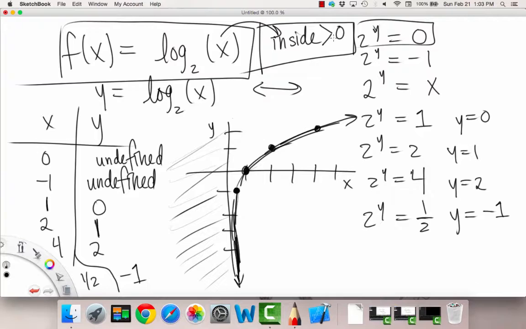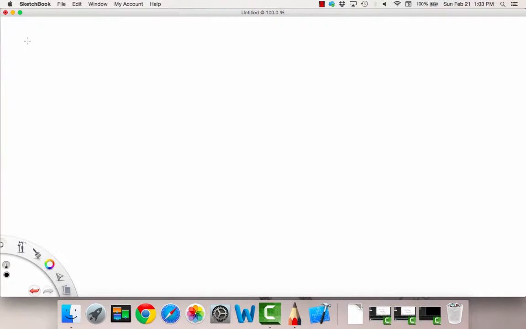Alrighty, so that is what our graph looks like. And let me write some observations of this graph on the next slide. So, I'll just say some observations here.